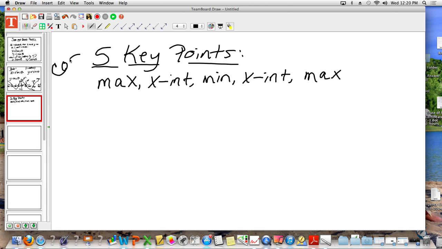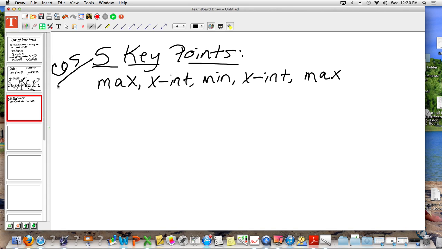Let's make a note too that this is the cosine. This is for cosine because something different happens when you are graphing a sine curve. So this is only for cosine. The order changes a little bit when you are talking about the sine curve.